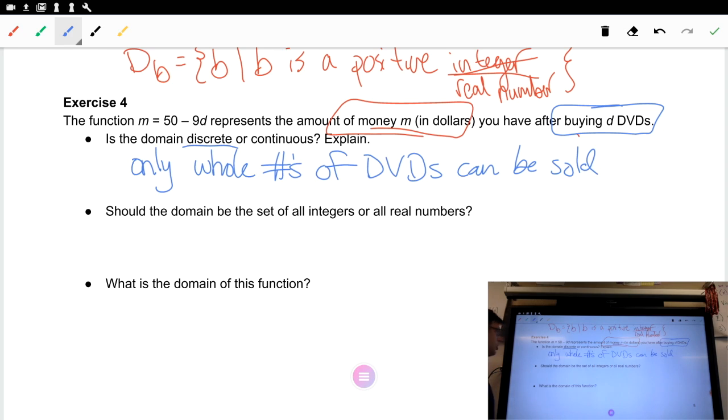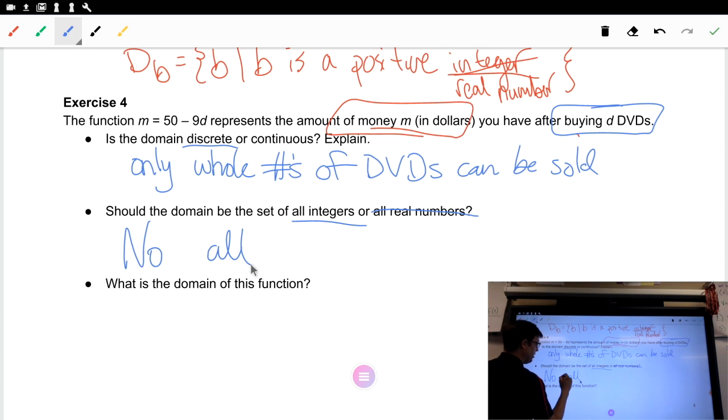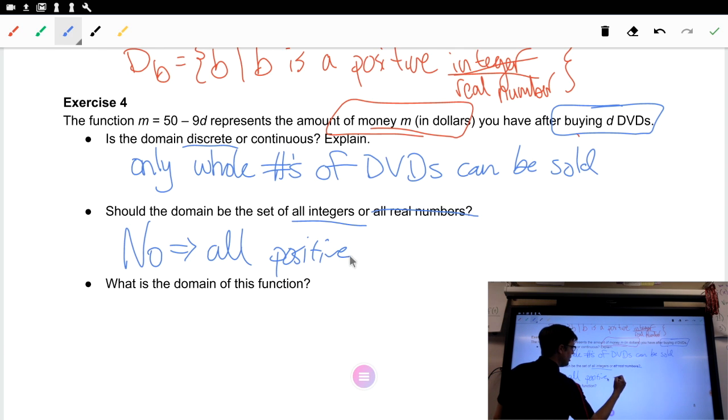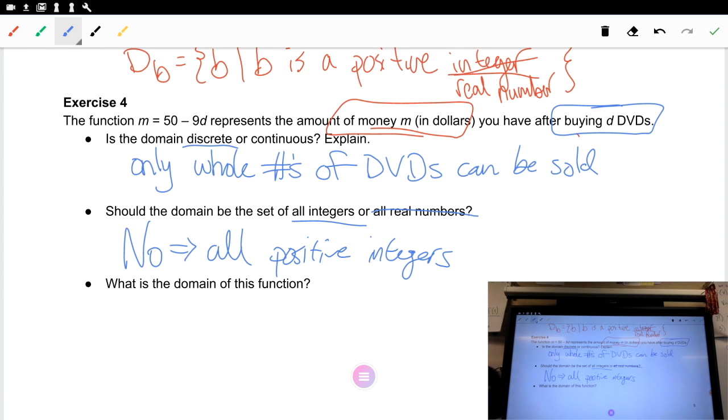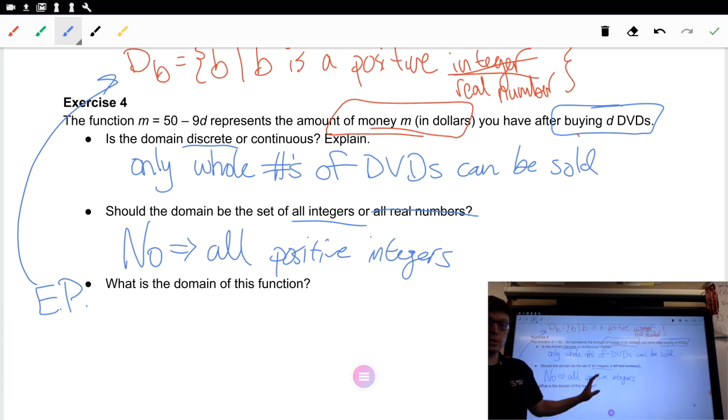Don't count. So should the domain be the set of all integers or all real numbers? No, it should be all positives. Should be all positive integers. Okay. And then what's the domain of this function? Well, do what we did before. So extra practice, you need to do it, but it looks like this.